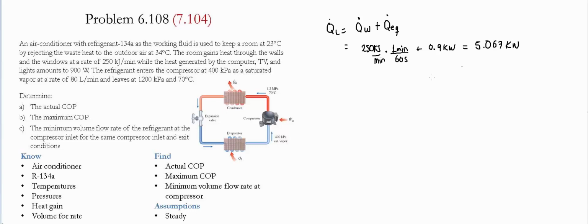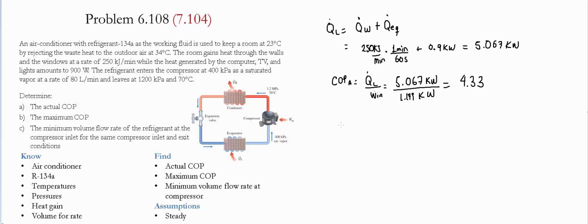Now what we need to do is calculate the actual coefficient of performance. I'm just going to put A over here to be actual, and that is simply the ratio of Q dot L divided by the amount of power going in, which is the value that we calculated in the previous step. So we simply have 5.067 kilowatts, and the value we calculated previously, 1.171 kilowatts. It gives us that the actual coefficient of performance is equal to 4.33.